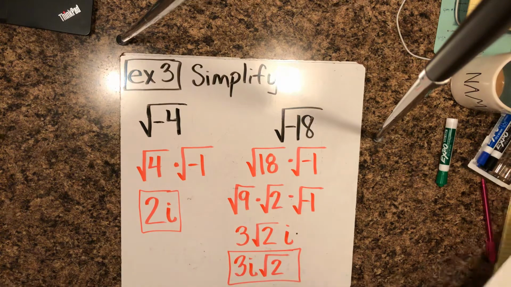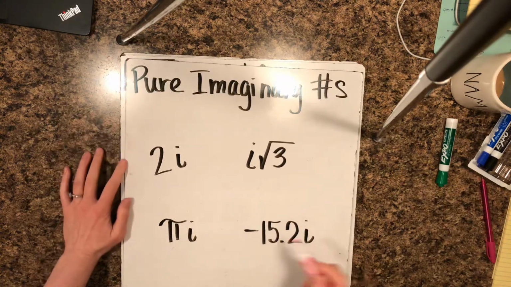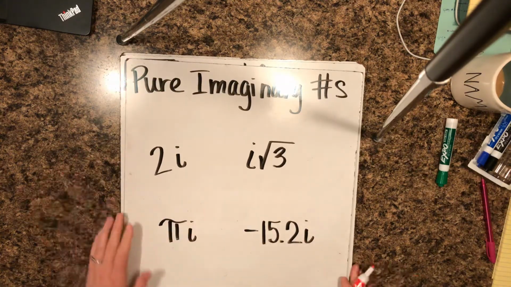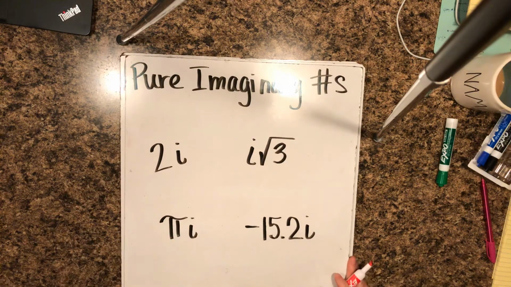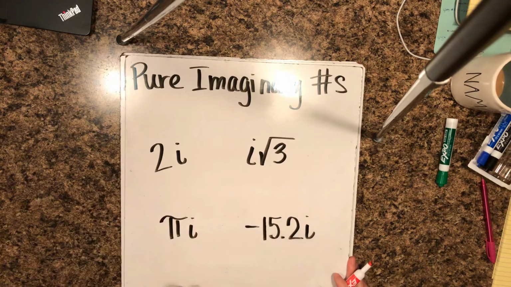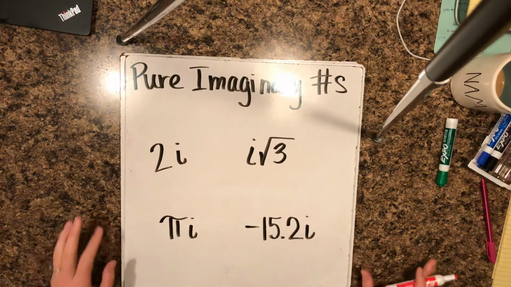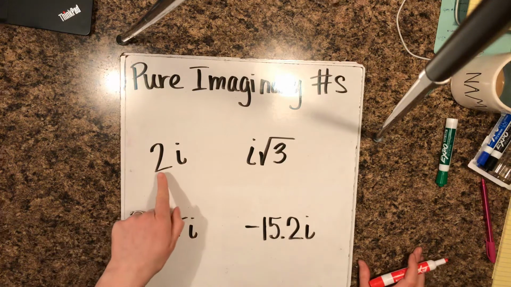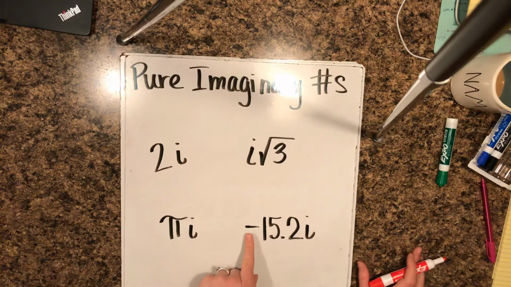Okay? Now, what we've been talking about is what's called pure imaginary numbers. So these are 4 examples of pure imaginary numbers. Pure means it's only imaginary parts. There are no real parts to these numbers. 2I, I times the square root of 3, pi I, and -15.2I are all pure imaginary numbers. Just like any other variable, this does mean 2 times I. This does mean I times the square root of 3. This does mean -15.2 times I. Okay?